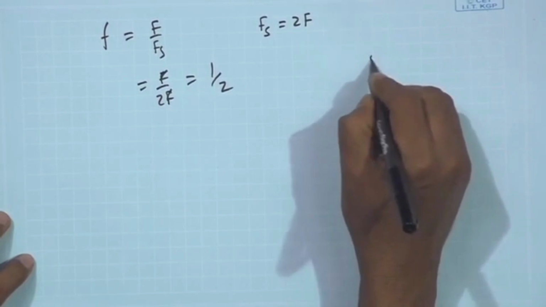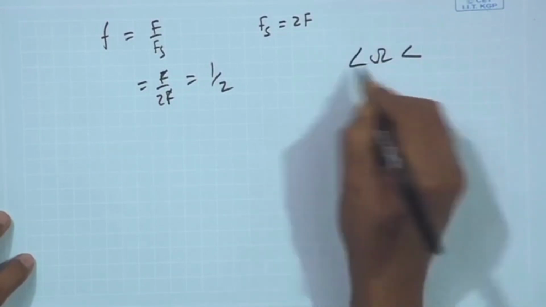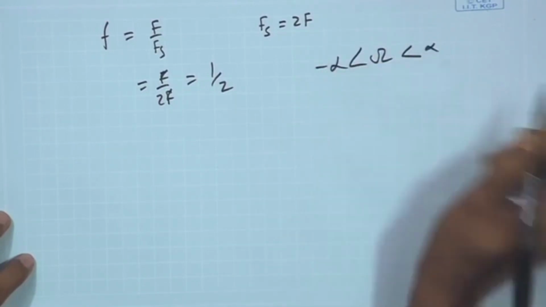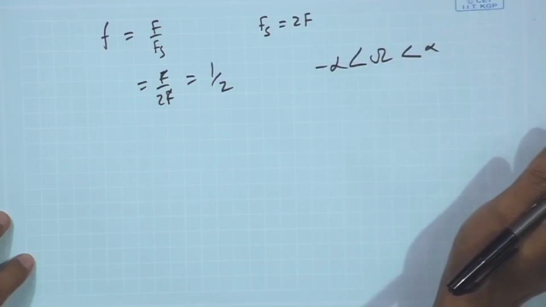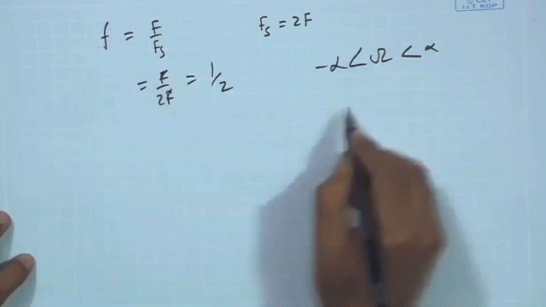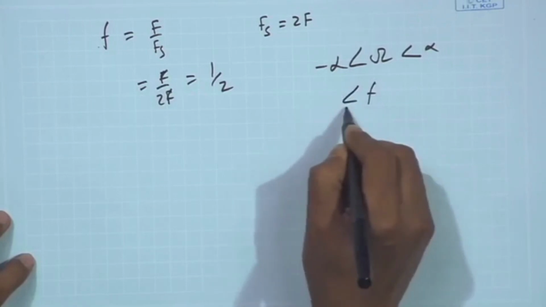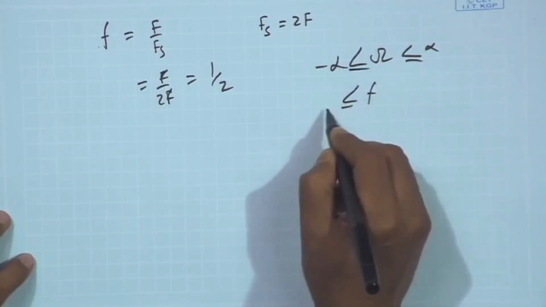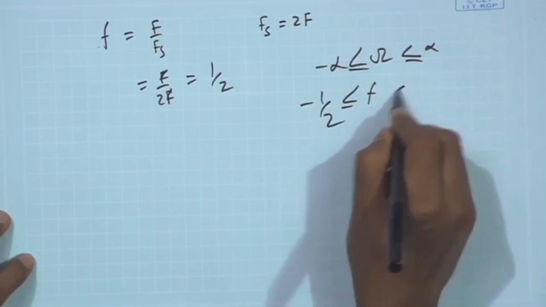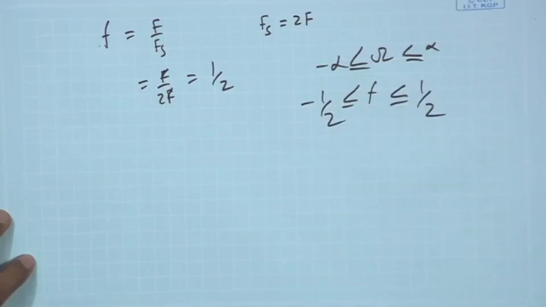So, the continuous frequency omega can vary from minus infinity to plus infinity. But this small f can vary only from minus half to plus half.